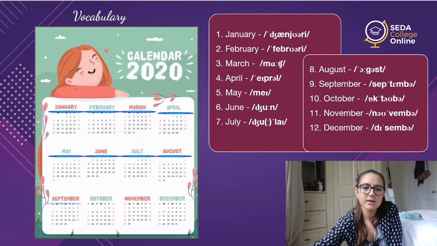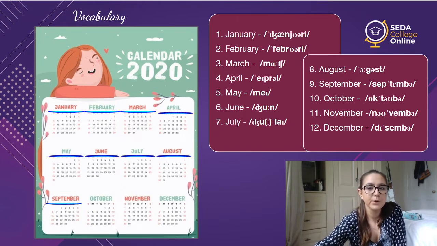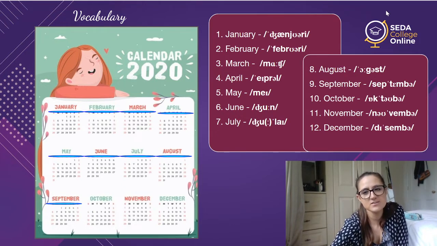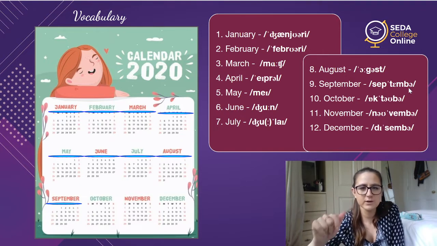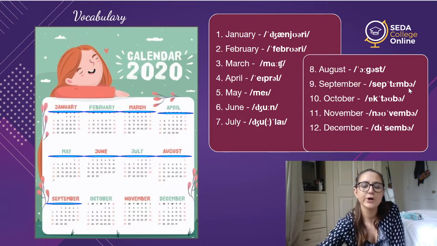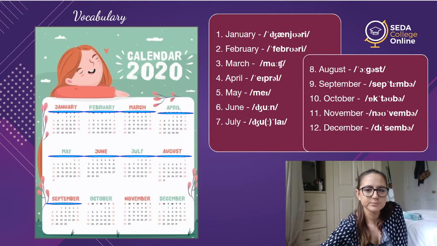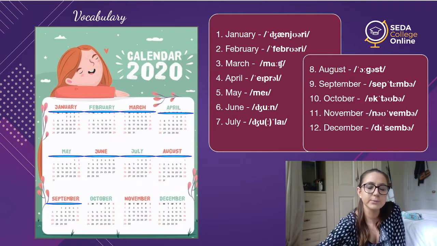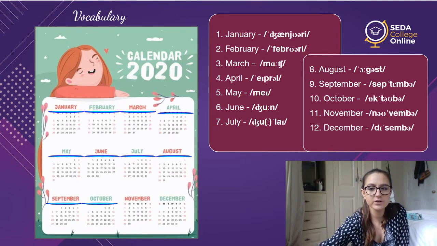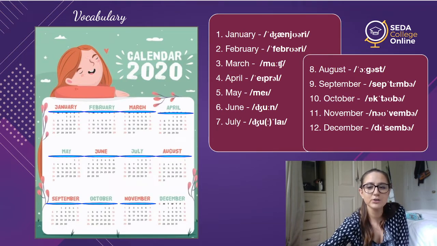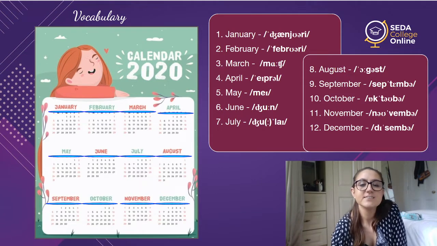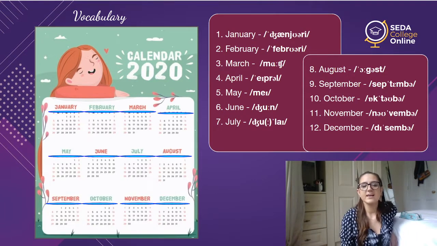9, September. Do you remember this schwa sound that we had a few classes back? Schwa. September. Number 10, October. 11, November. 12, December. So that's our months of the year, right?